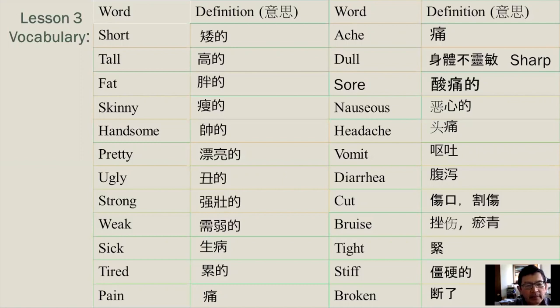Headache. Vomit. What's another word for vomit? Throw up. Diarrhea. Cut. Bruise. Tight. Stiff. Broken.